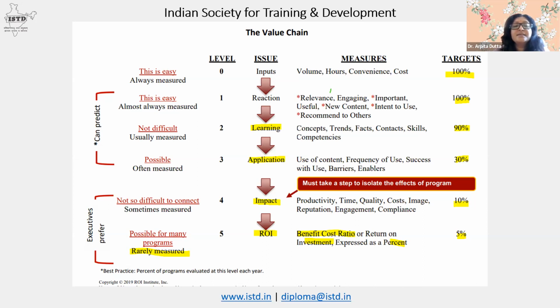The first one, they say, collecting the inputs, is easy. You must have systems, resources, time, money, all those things in place, and stakeholder support. So this is easy, always can be measured. Reaction level is also easy, always can be measured. Learning is not difficult, but not impossible either; usually measured. Application is possible, often measured. Impact is not so difficult to connect. So you have to connect different dots, right?